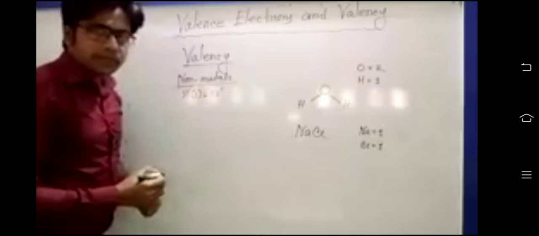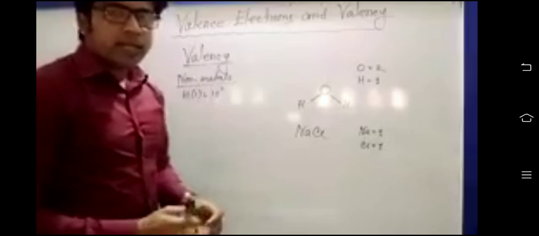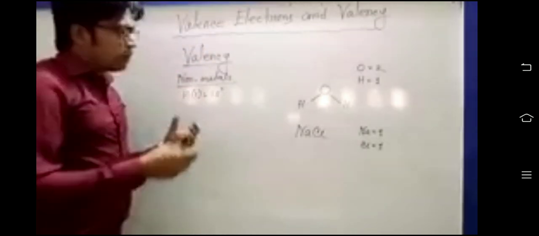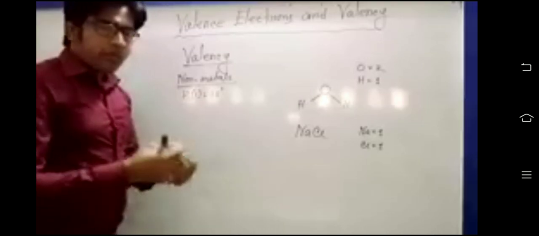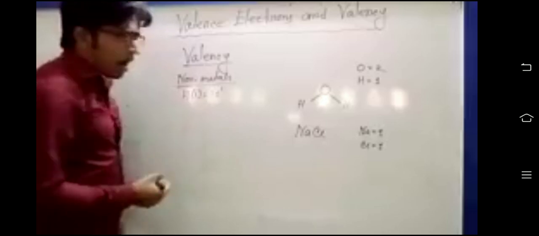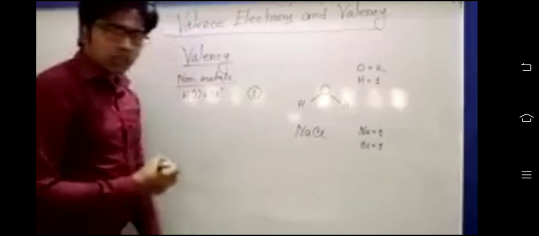1s1. This is the electronic configuration of hydrogen. For the non-metals, in the outermost energy level there will be some odd electrons. The number of odd electrons will be the valency. So hydrogen has only one electron in its outermost shell. So this is the valence electron of hydrogen.